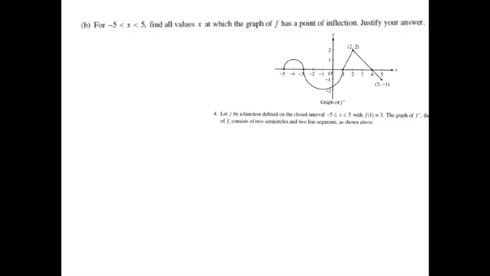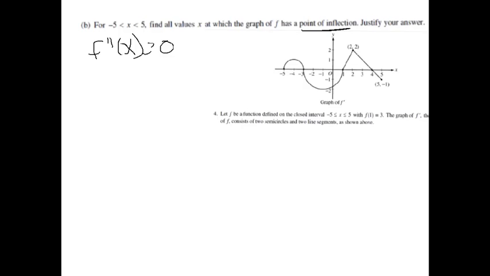Part B says for all values -5 to 5, find all values of x at which the graph of f has a point of inflection and justify your answer. This is again curve sketching. Inflection points we find by taking the second derivative and setting it equal to 0 and then doing a sign chart. Well, again, we don't have the function, so all we have to do is look at the graph.